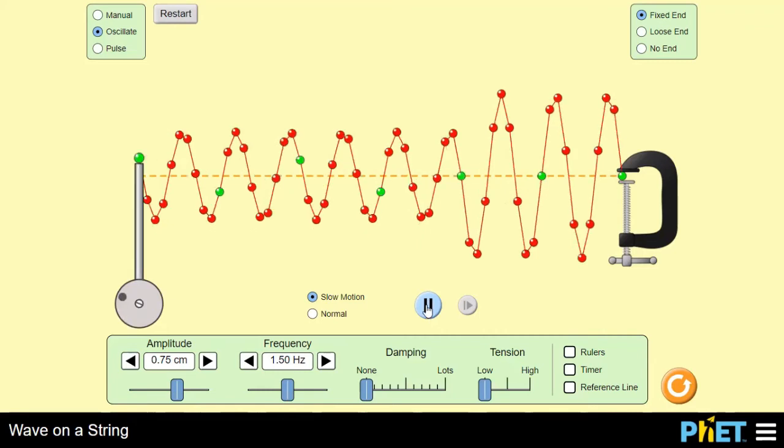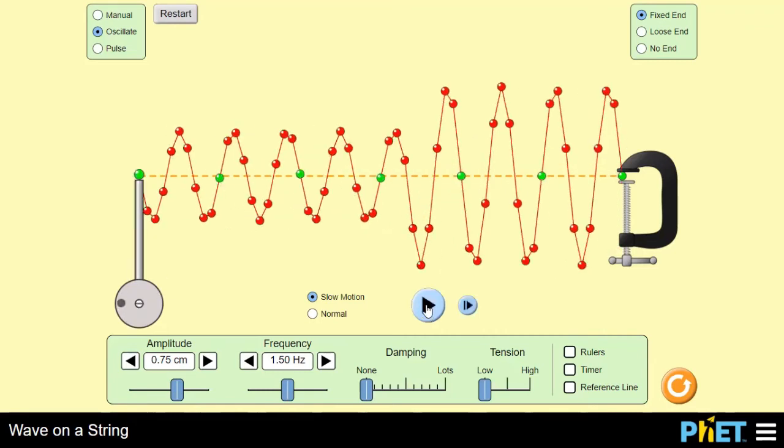Okay, we got it. Let me pause. Here it has already made a stationary wave on this side. So basically the same. This green ball is the node, and until the next node is one wave. So the distance between these two nodes is one wavelength. Or we can also measure the wavelength from an antinode to the adjacent antinode.